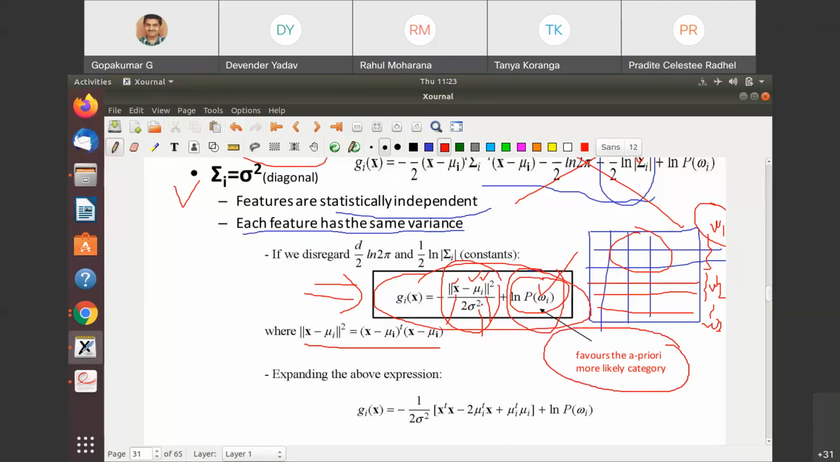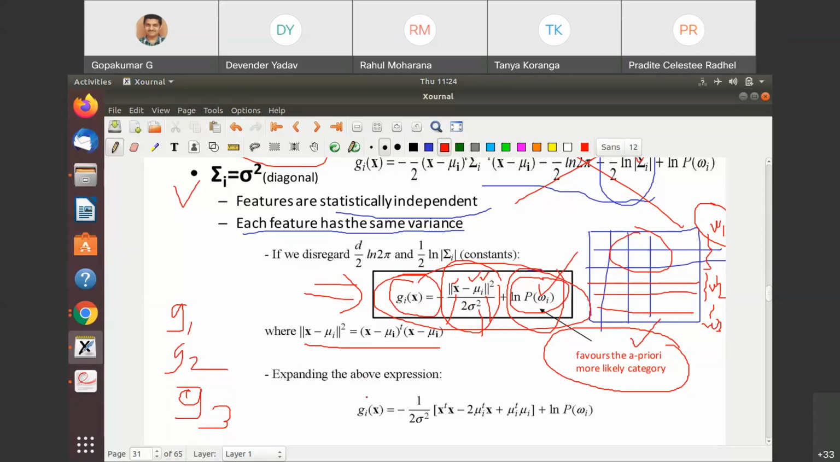Whichever category has a large value for the prior probability will have an impact, because we are adding that value to this term. We know the decision we are taking: we consider g1, g2, and g3, and whichever is larger, we assign that particular w. So it favors an a priori more likely category. That is the significance of this term.